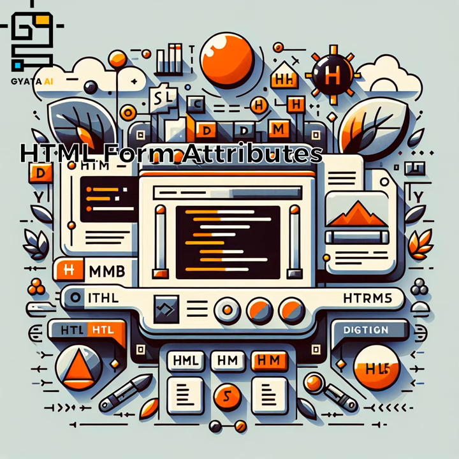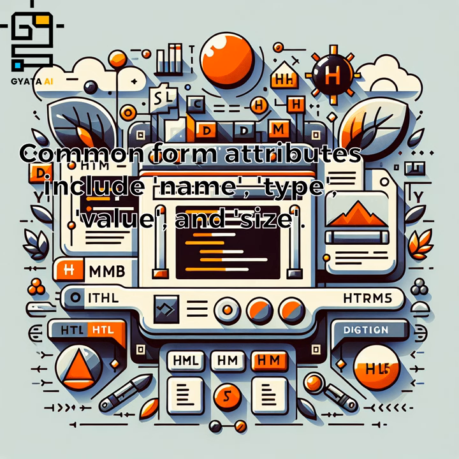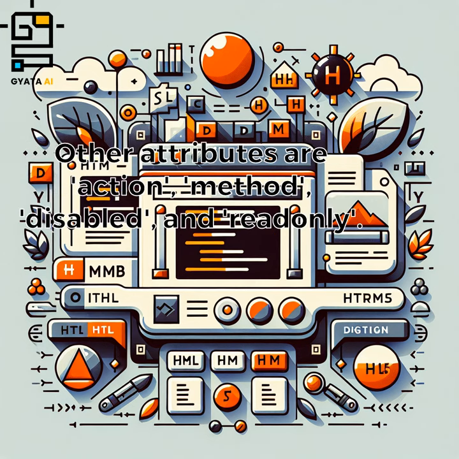HTML form attributes. Common form attributes include name, type, value, and size. Other attributes are action, method, disabled, and read-only.